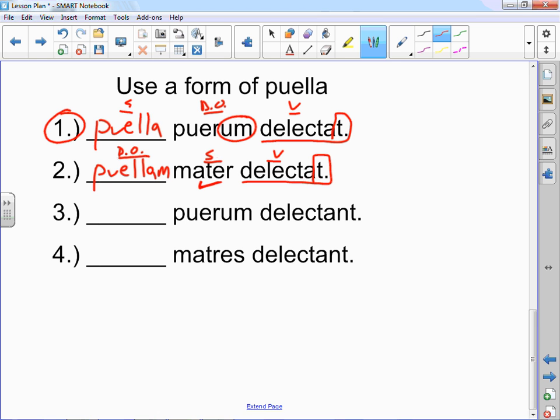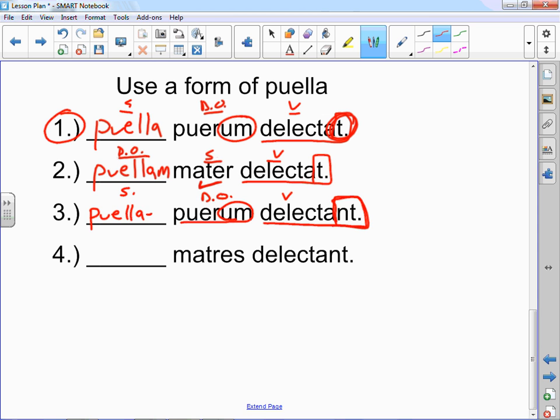In the next one, we have diligunt. So I'm looking for a third person plural. I have already completed the verb. I've already completed, by looking at puerum, the accusative, the direct object, so I need a subject. The third person plural nominative ending for puella, plural nominative, puellae.